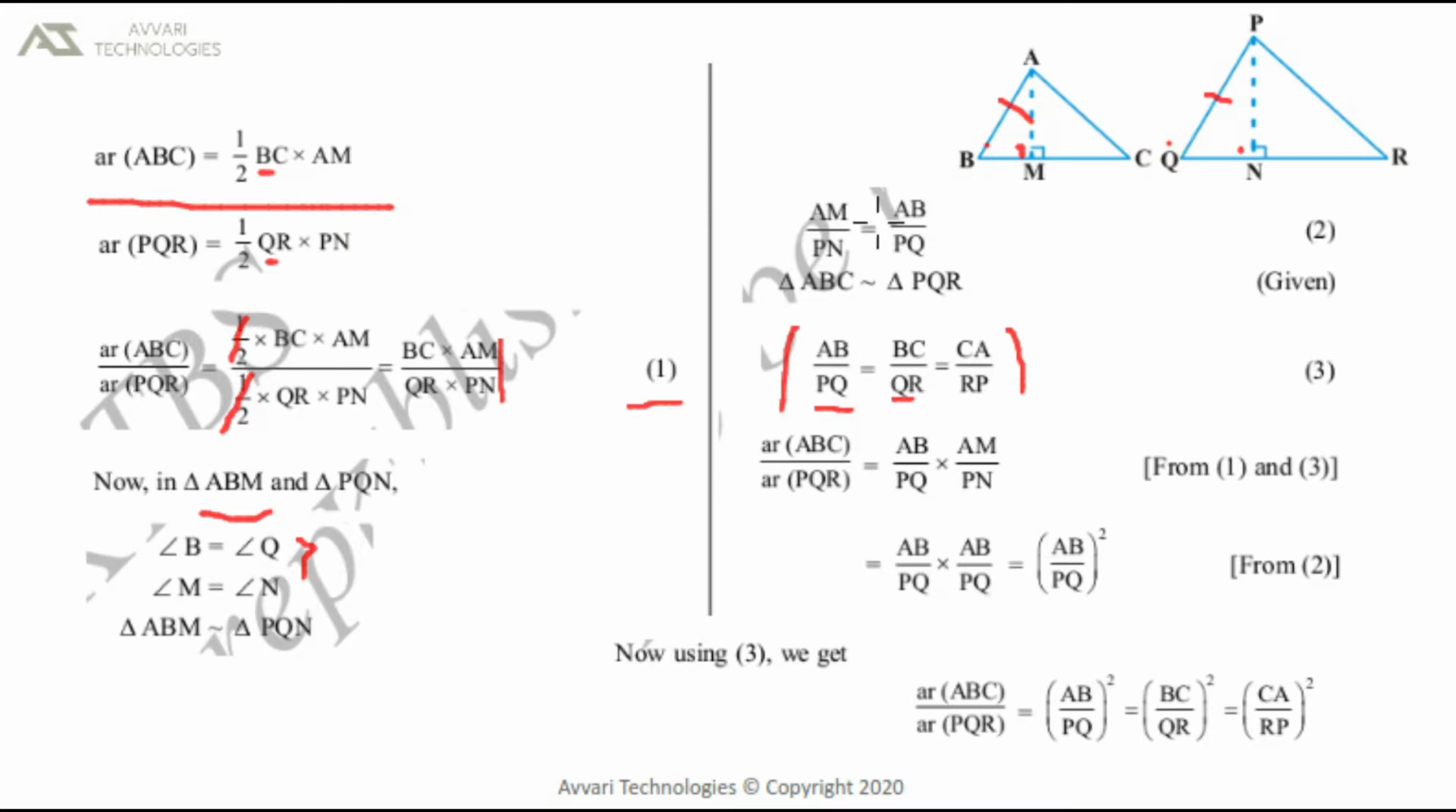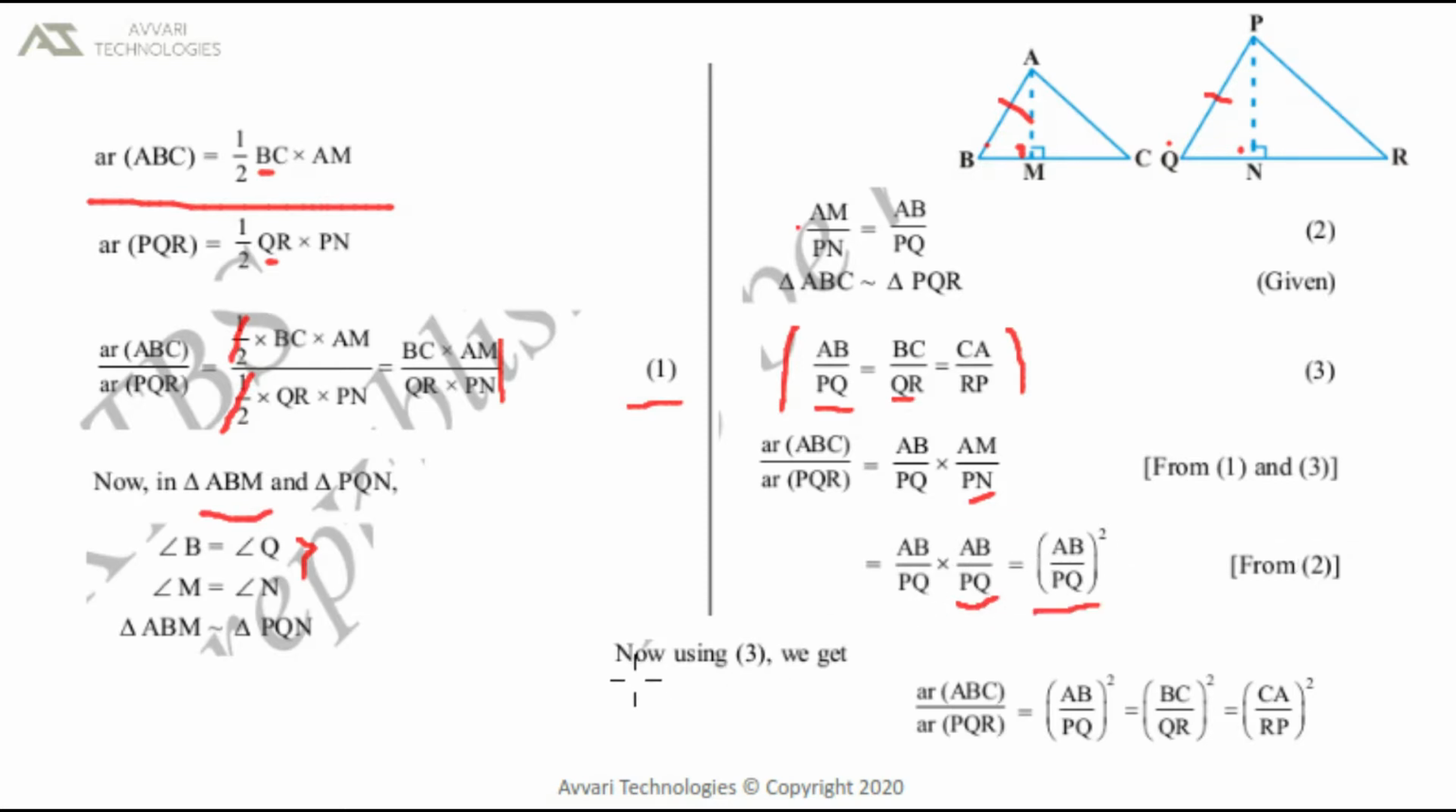AM by PN is equal to AB by PQ. Again, here we got AM by PN. Now we can replace this with equation 2. That is, AM by PN becomes AB by PQ. So this is equal to AB by PQ the whole square. Since we have got 2 ABs in the numerator and 2 PQs in the denominator, both the numbers are getting multiplied. So we can write this as AB by PQ the whole square.